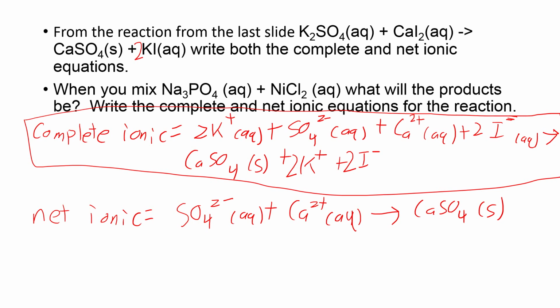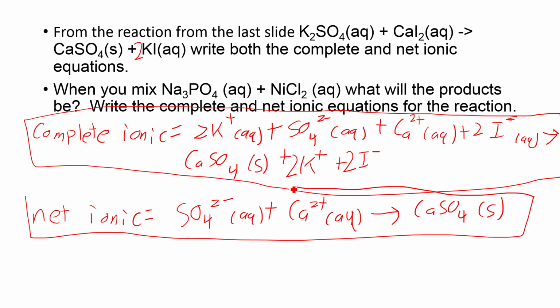But once I form things into a compound, the cation's always first and the anion's always second. That's why I've switched the order on the right side. So this is our net ionic equation. You'll notice it's smaller because all the spectator ions are gone.